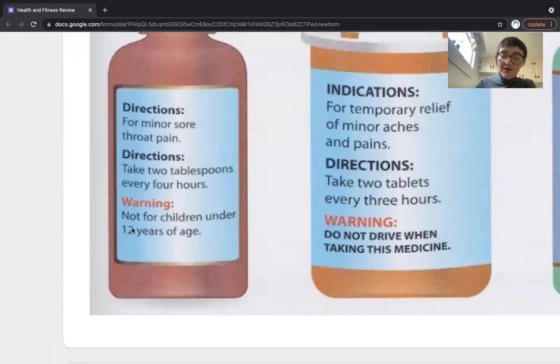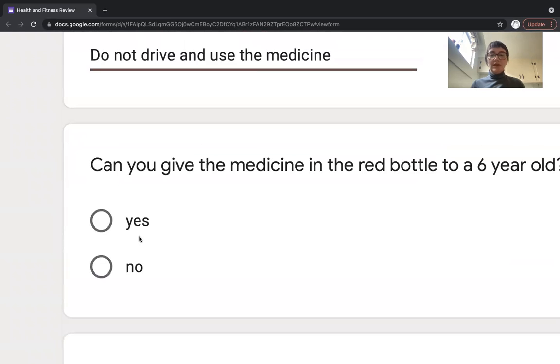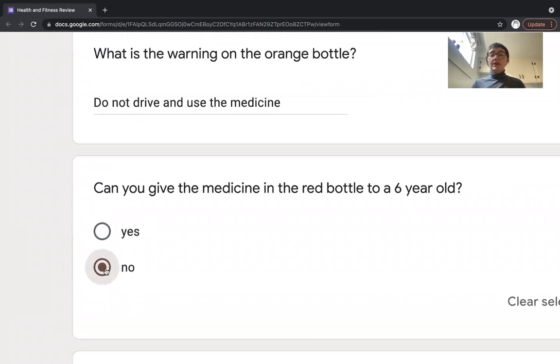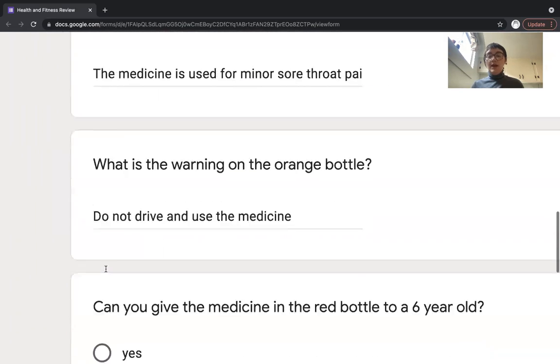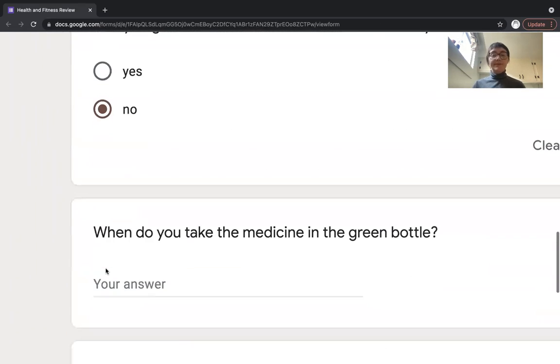So the red bottle says not for children, meaning no. Children under 12 years old. Anything below the number 12, so 1, 2, 3, 4, 5, 6, 7, 8, 9, 10, 11, cannot take the medicine. So the answer would be no. You cannot give the medicine in the red bottle to a 6-year-old child.